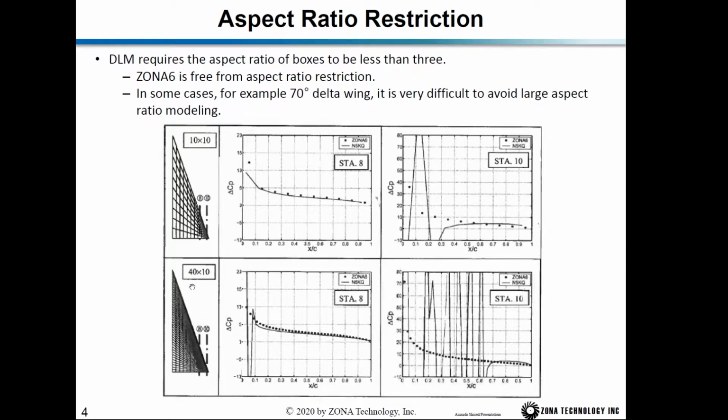If you further increase the chordwise boxes from 10 to 40, you're going to make the DLM solution become worse. Right? So if you look at station 8, the doublet lattice solution shown by the solid line starts to have some zigzag, and the ZONA6 solution shown by the dots is smooth. And along the wing tip, the doublet lattice solution becomes highly zigzag, and meanwhile the ZONA6 solution is still very smooth.